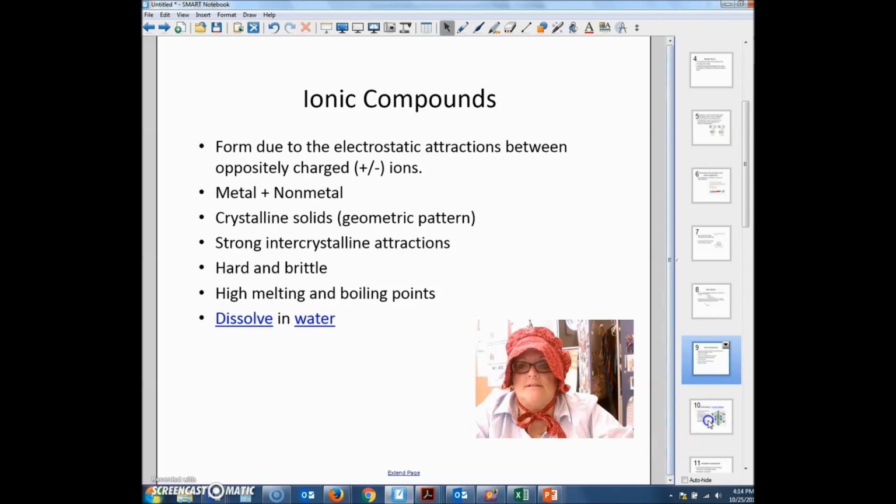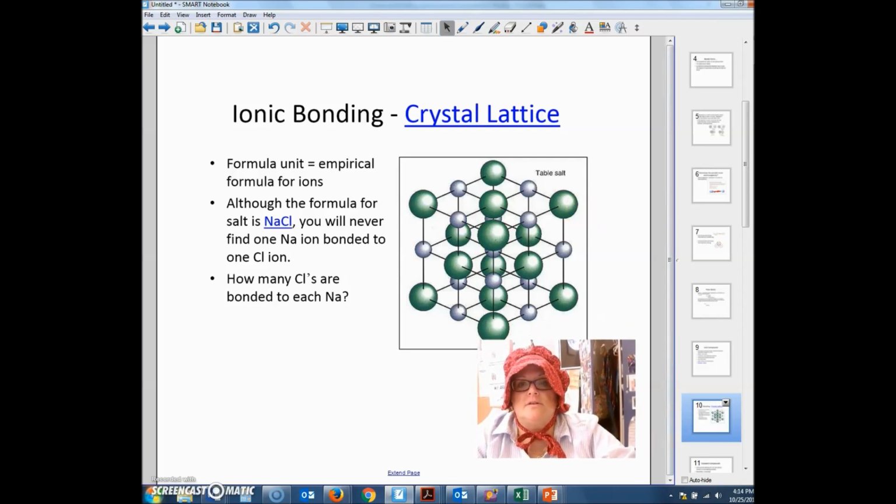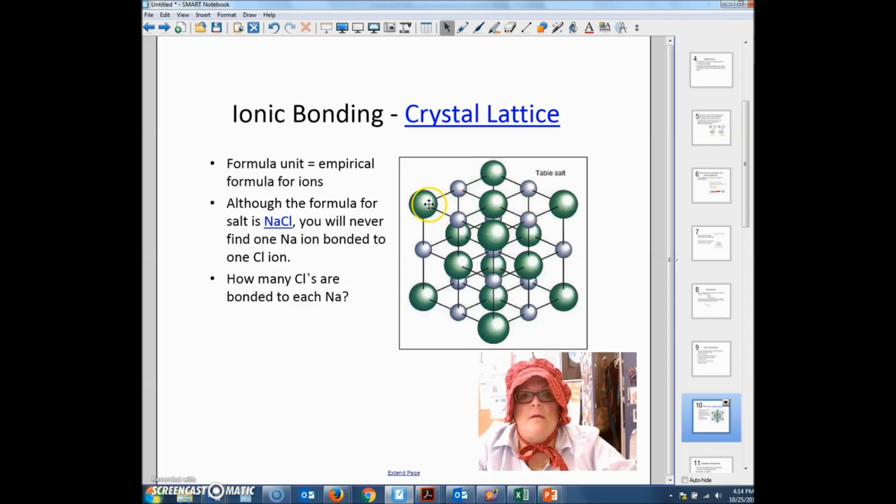Okay, if you look at the next slide on here, here's a crystalline solid. They're equally spaced, and really the bond isn't here. There's an attraction here, and there's an attraction here. Each of these places has an attraction. So it doesn't make a molecule, it makes a crystal lattice. And that crystal lattice is not a simple molecule.